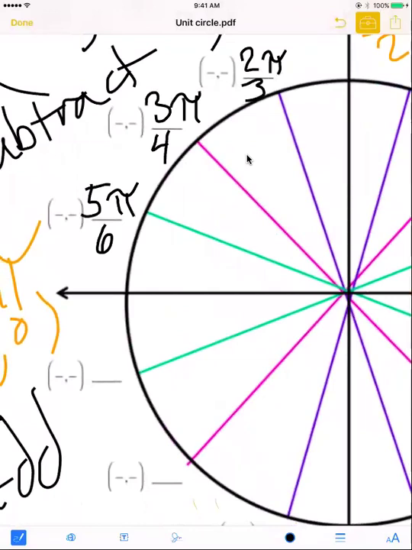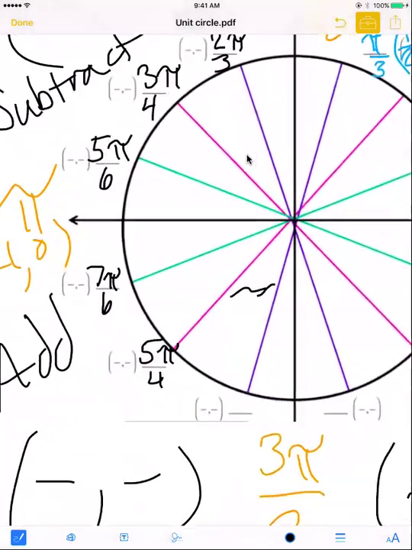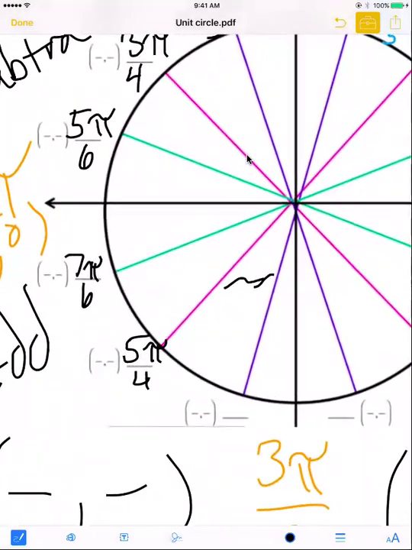The next quadrant is to add. So this would be 7 pi over 6. This would be 5 pi over 4. And this last one would be 4 pi over 3.